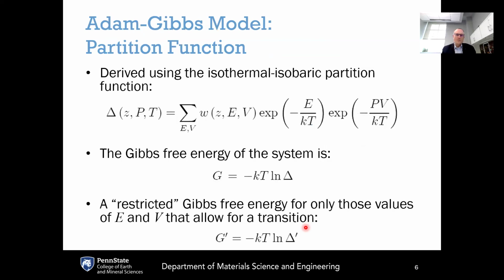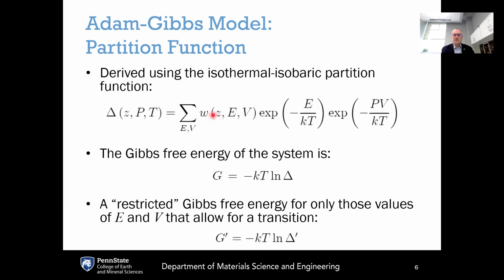What does this look like from a mathematical point of view? The key steps of the Adam-Gibbs derivation are shown here, where they started with the partition function in the isothermal-isobaric ensemble, so looking at constant pressure. The partition function here from statistical mechanics would be summing up over all the Boltzmann probabilities for every number of different states that you can have here.